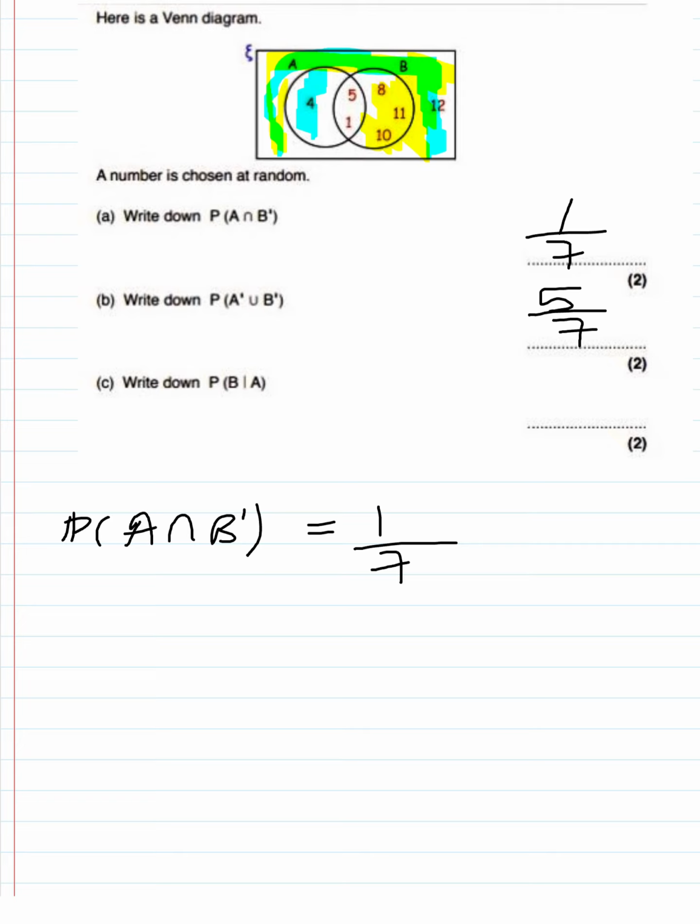For part C, we're asked what's the probability of being in B given we're already in A. So to start off with, we're only considering the elements in A, as that is the set we are working with. This means that any probability will be out of the number of elements in A. This means it will be out of 3, as that's the number of elements in A.